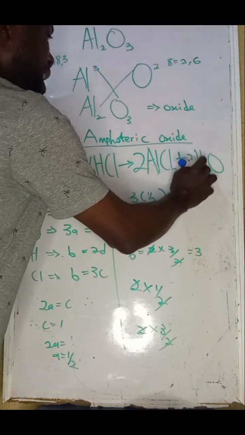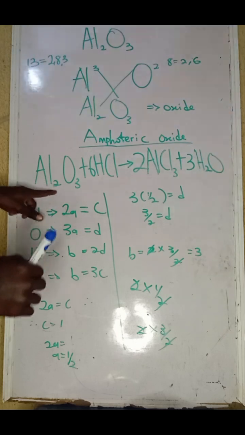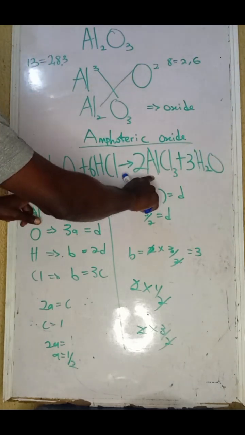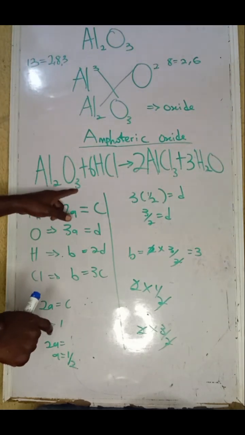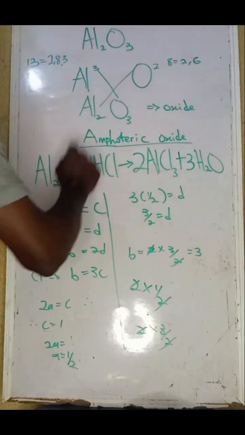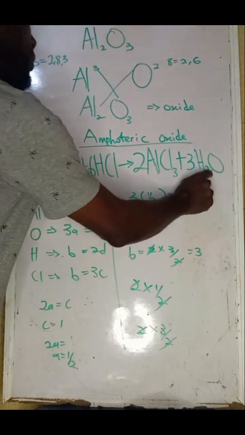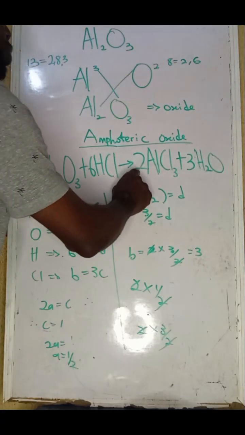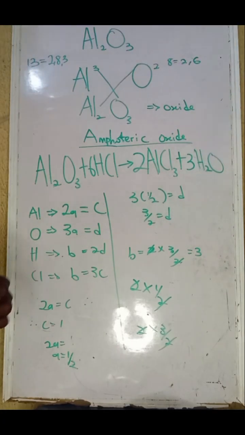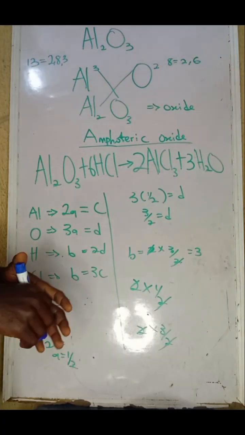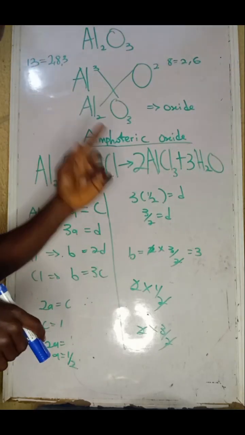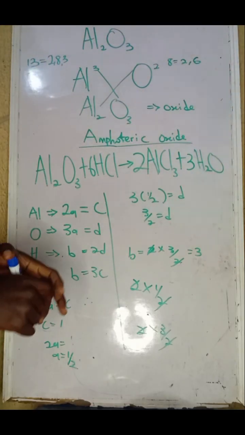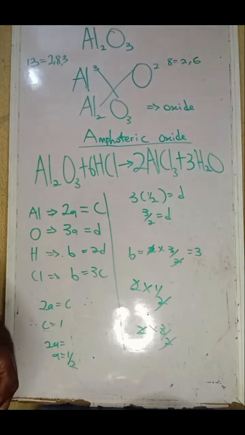Now let's check if it is balanced. We have Al2. This is 2Al. So aluminum is balanced. We have O3. This is 3O. Oxygen is balanced. We have 6H. 3 times 2, 6. Hydrogen is balanced. And we have 6Cl. 2 times 3, 6. Everything is balanced. Now, this is another method of balancing a chemical equation, and this is what we call the mathematical method of balancing equations.